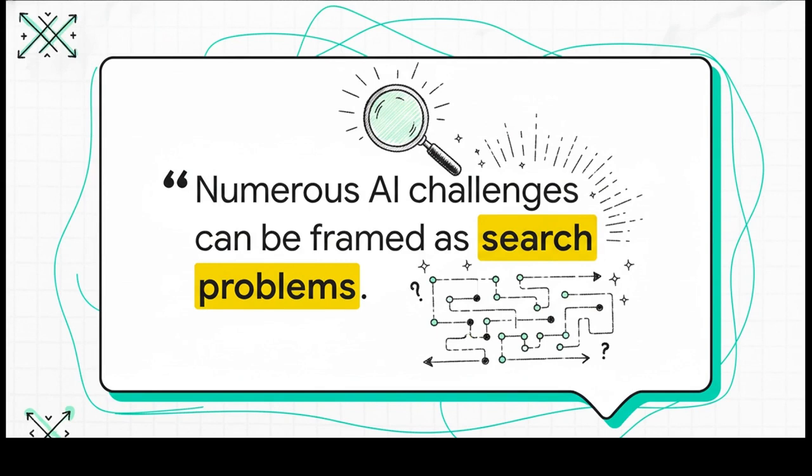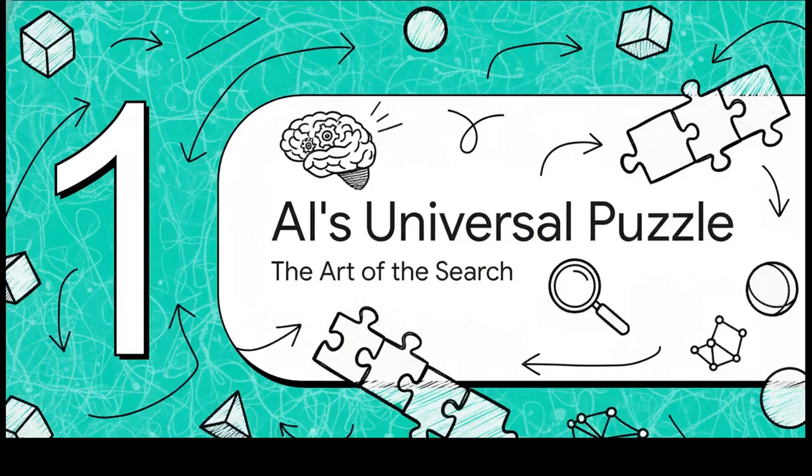It's pulled right from your course material. Numerous AI challenges can be framed as search problems, and that's the key. Suddenly, problem solving isn't this abstract thing, it's a hunt. It's a search for the right answer hidden among maybe millions of possibilities. Which leads us perfectly into our first section here, AI's universal puzzle, the art of the search.